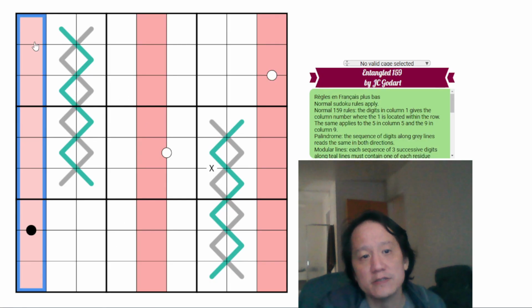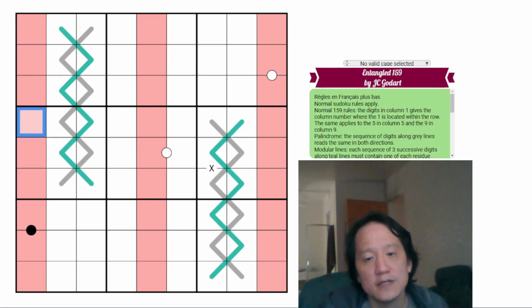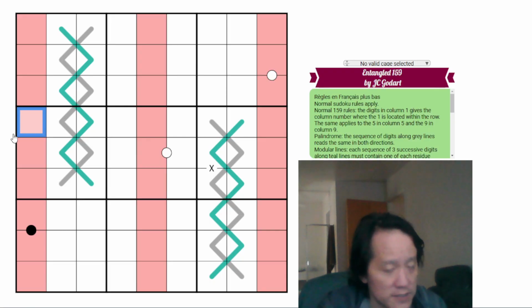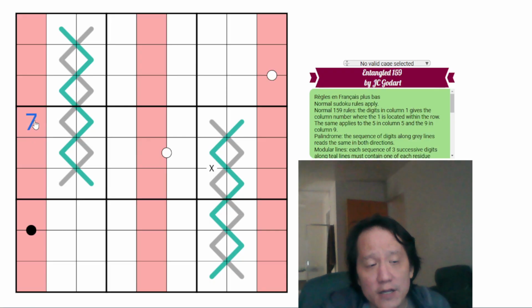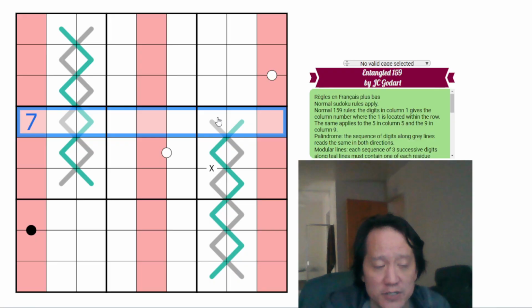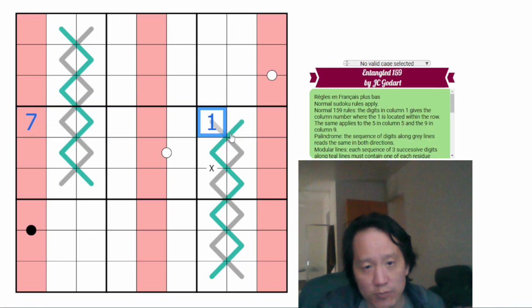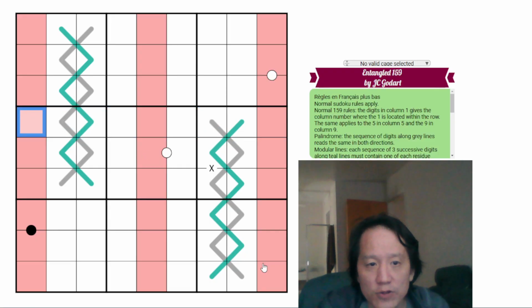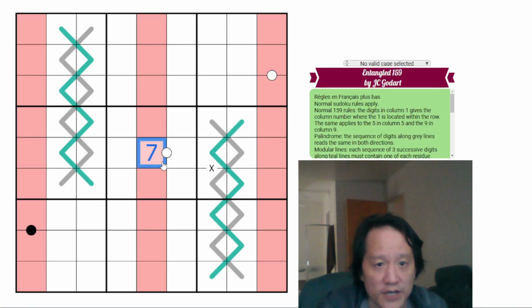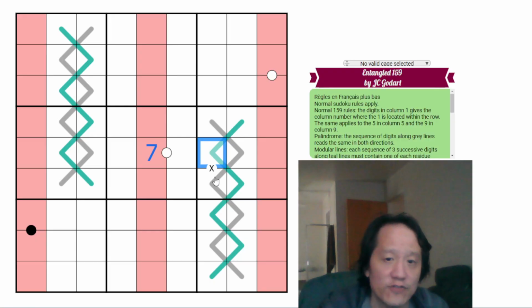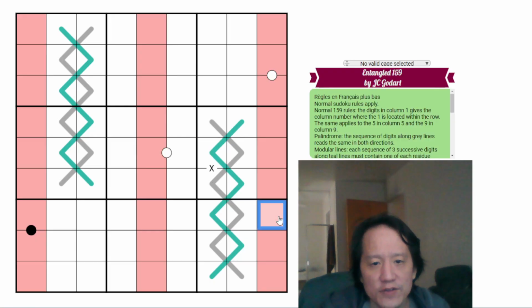Okay, so what that means is, for example, if say this digit was a 7, that would mean that the 1 in this row has to be in column 7. So that would mean this would be 1. Same with a 5. So for example, if this were a 7, that would mean the 5 would have to be in column 7. If this were, say, a 3, that would mean the 9 would have to be in column 3 in that row. And that's the 159 rules.